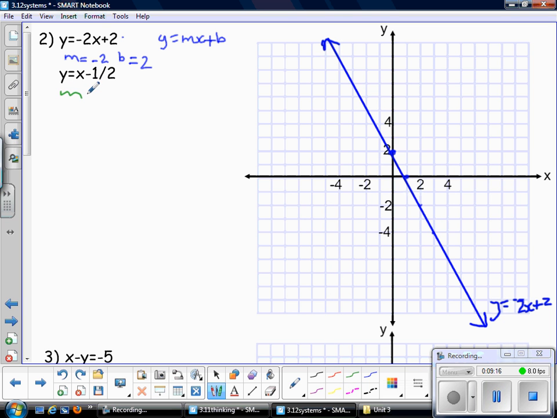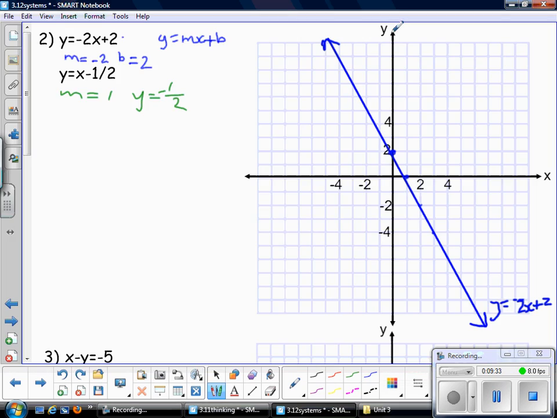Okay, now my next equation: my slope is equal to 1 and my y-intercept equals -1/2. Okay, now you can see why this method maybe isn't as good as something you're going to learn in grade 10. So my y-intercept is down at -1/2. So that's roughly here. Now my slope, I need to rise 1 and run 1. Rise 1, run 1. Rise 1, run 1. You can see it's much harder to do it when you just have a fraction.